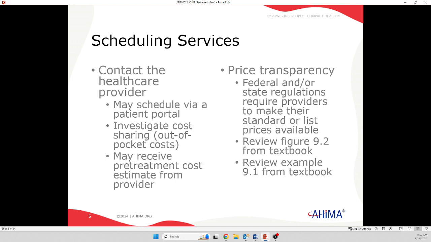And then let's look at example 9.1. That's on page 172. It says a patient requires an office visit with an allergist. The allergist office notified the patient that the fee for the office visit is $150. The patient cannot determine their cost sharing amount based only on the fee. The details of the insurance coverage, as well as whether the patient met the deductible for the year, must all be known to determine the cost sharing amount.